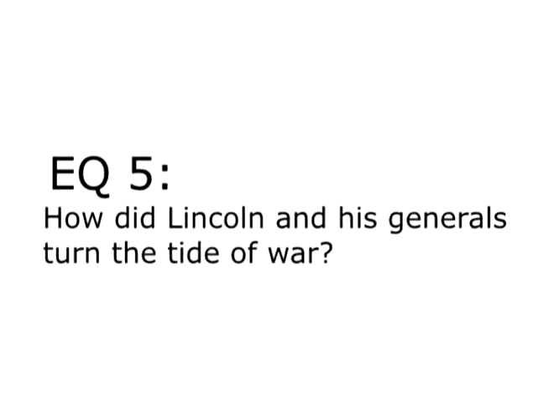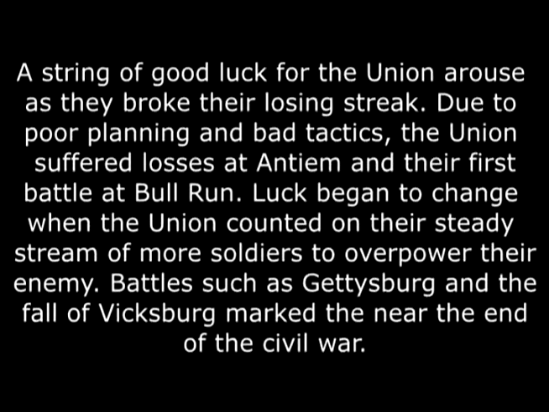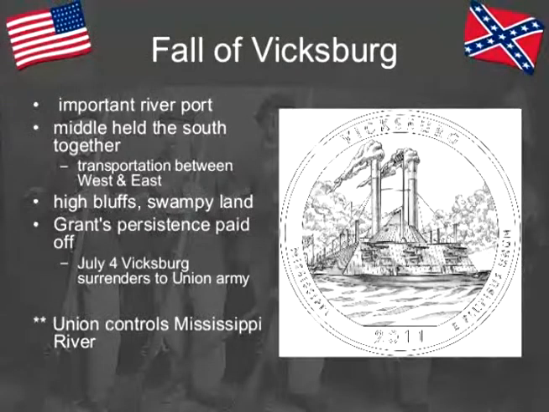EQ5. How did Lincoln and his generals turn the tide of the war? A string of good luck for the Union arose as they broke their losing streak. Due to poor planning and bad tactics, the Union suffered losses at Antietam and their first battles at Bull Run. Luck began to change when the Union counted on their steady stream of overpowering the enemy with more soldiers. Battles such as Gettysburg and the Fall of Vicksburg marked the nearing end of the Civil War.